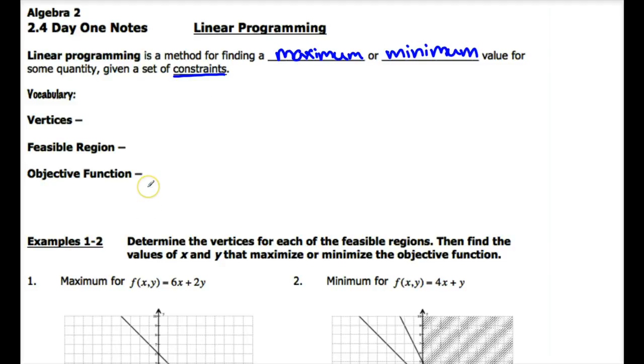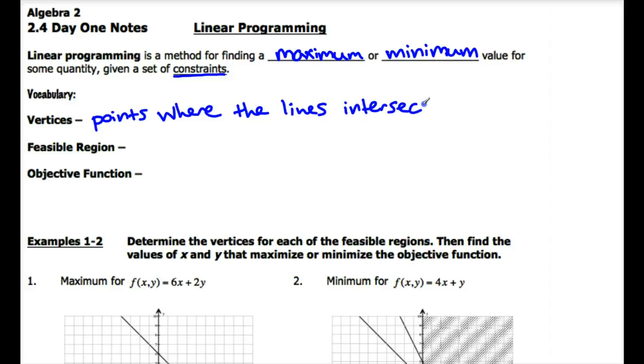Let's start out with some new vocabulary for you. The first vocabulary word I want you to know is vertices. Vertices are going to be the points where our lines intersect. Today you're going to be doing several graphs, several lines on the same coordinate plane, and your vertices are the points where your lines intersect.